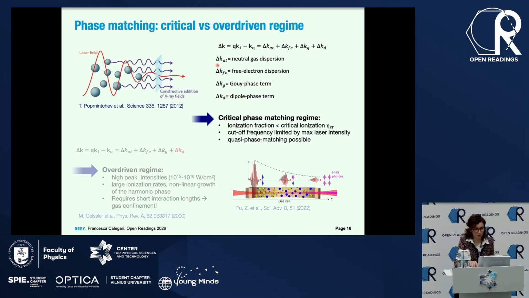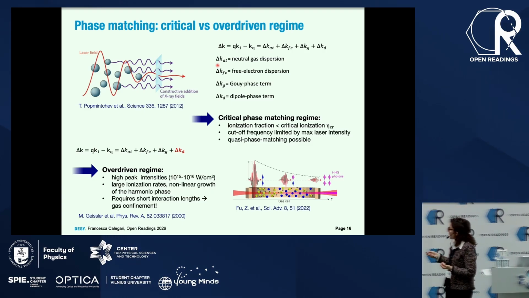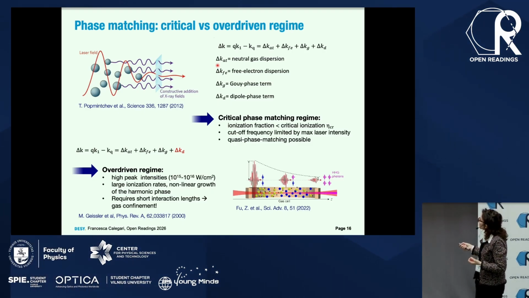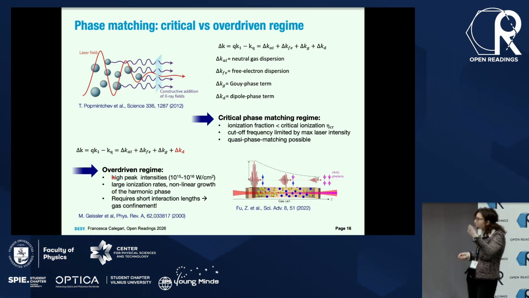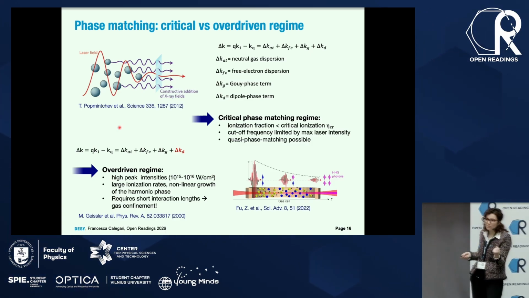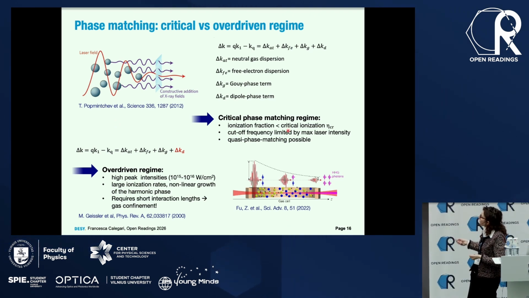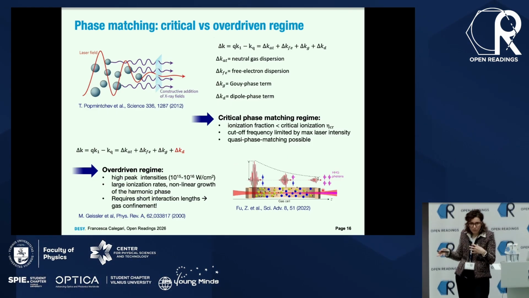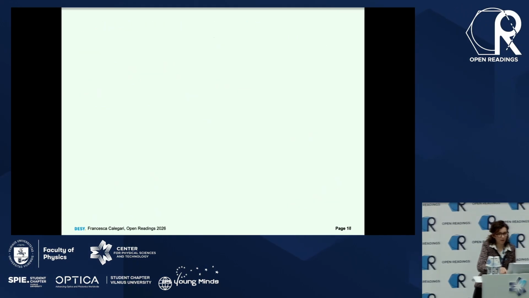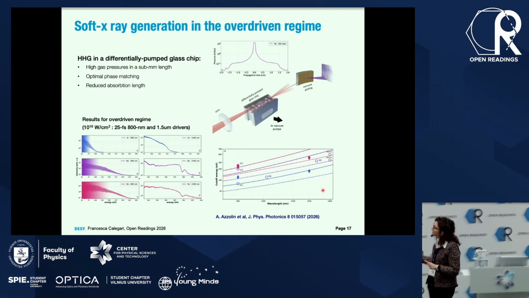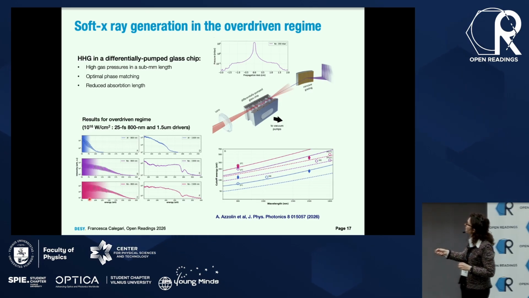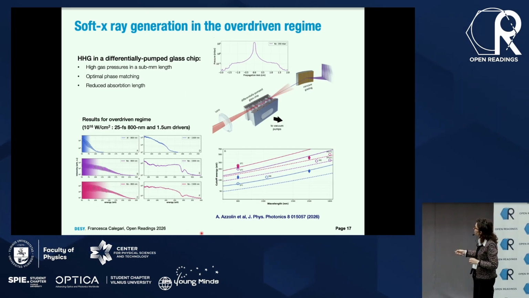There is another approach that we have also been recently investigating with my group, which is called the overdriven regime, where instead you overdrive the process, you go to extremely high intensities, even 10 to the 16 watt over square centimeters, and you use reshaping of the driving field, which is happening while propagating in the medium. The driving field gets very distorted, and this is changing the phase matching in a way that you can extend a lot the cutoff. And this is just an example in which I show you some harmonics that we have generated in this overdriven regime in our lab.